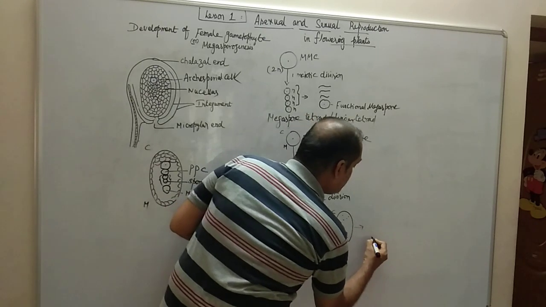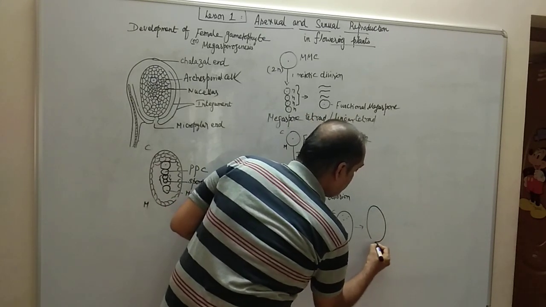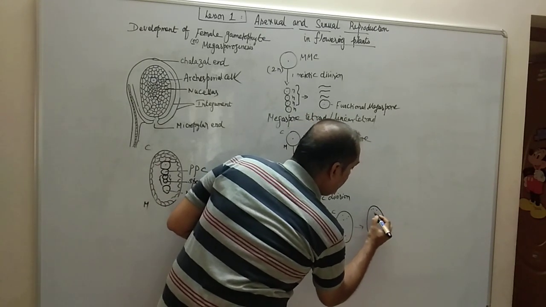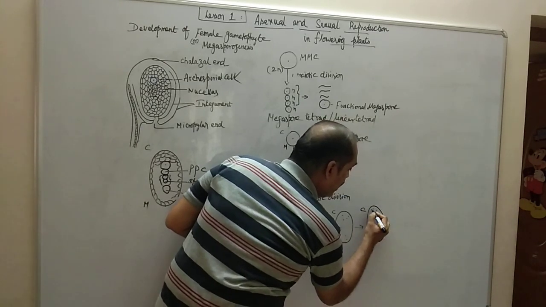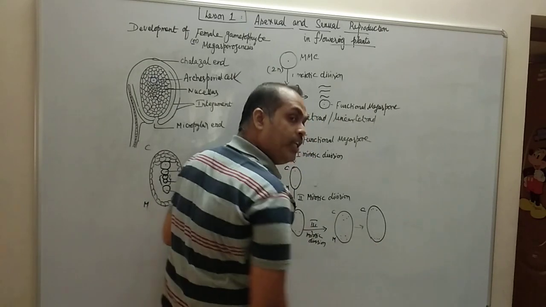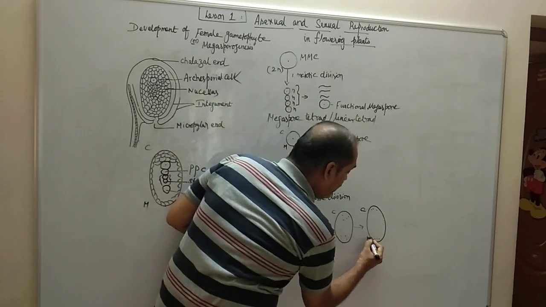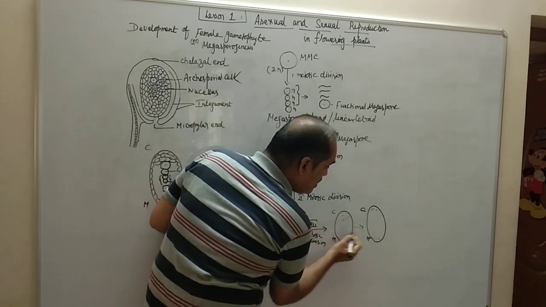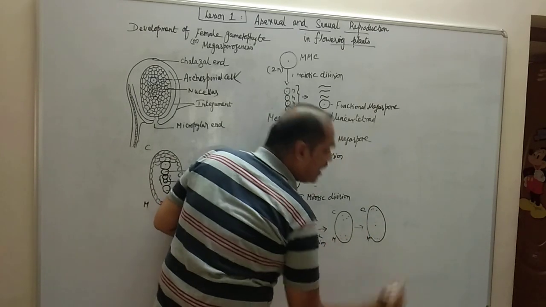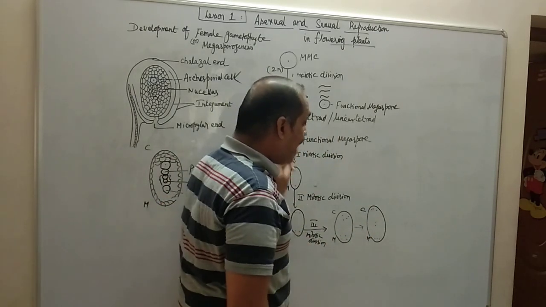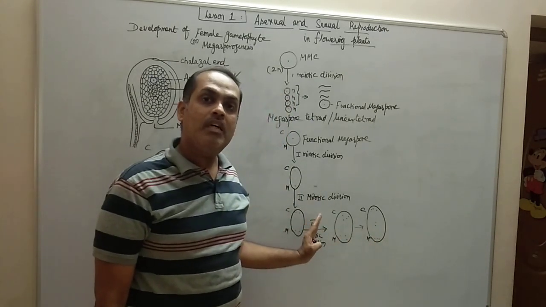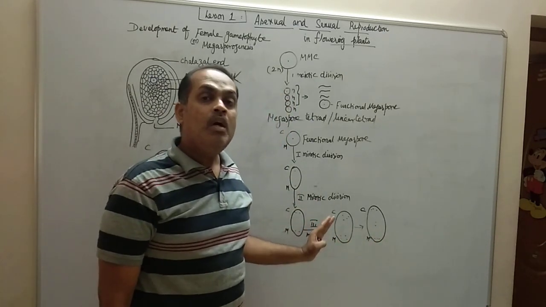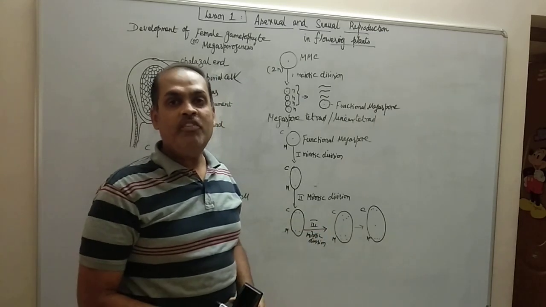Now you will be able to see 3 nuclei will be there in the chalazal end, 3 nuclei will be there in the micropylar end, and this nucleus and this nucleus will come towards the center. Now, karyokinesis is completed, that is division of the nucleus is completed. Now, cytokinesis will be followed.